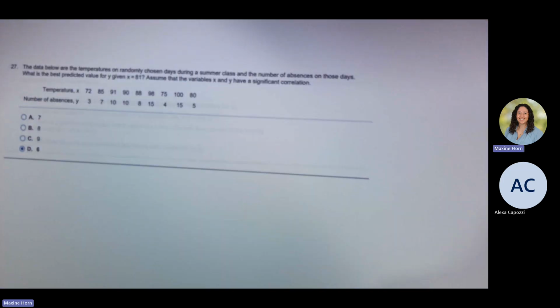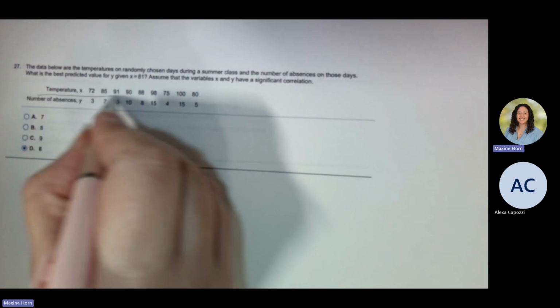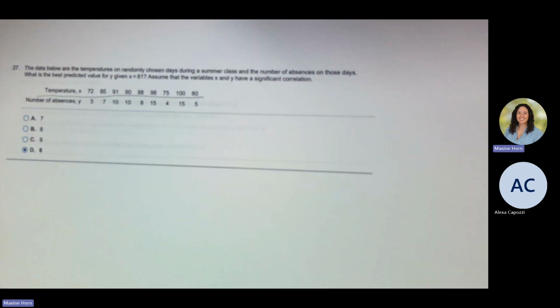All right, the data below are the temperatures on randomly chosen days during a summer class and the number of absences on those days. What's the best predicted value for y given x equals 81? And assume that they do have a significant correlation. Okay, so kind of the same thing as the last problem, but we have to do more work to get there first because they did not give us the equation. We have to come up with the equation ourselves. Once we come up with the equation, then we can plug that value into it, right?